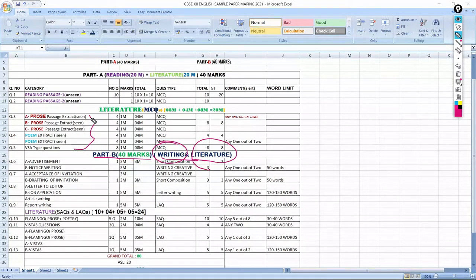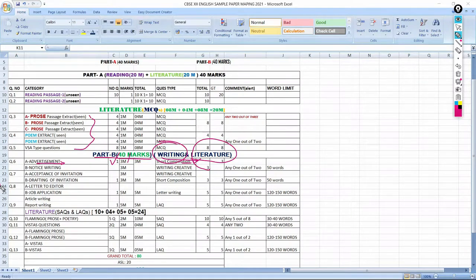And in the writing part, you will have to supply the answer. And what are the types of question? Advertisement means there will be short composition. How many questions will be there? Only one question will be there. Will there be any options or not? Yes, option will be there. Between the two short compositions, it may be advertisement or notice. So there will be an option, and the total mark this time will be 3 only. Earlier there was 5 marks, last year there was 4 marks, and this year it is only 3 marks.